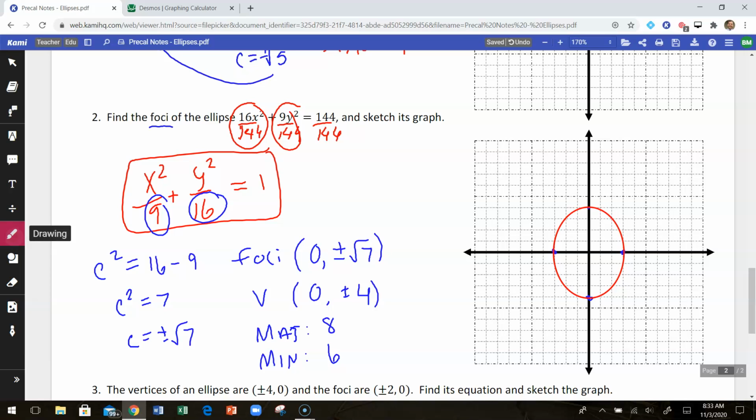And then the foci are plus and minus root 7. Root 7 is a number between 2 and 3. And so that's going to occur on the major axis, which in this case is the y-axis. So I have a focus here and another focus here.